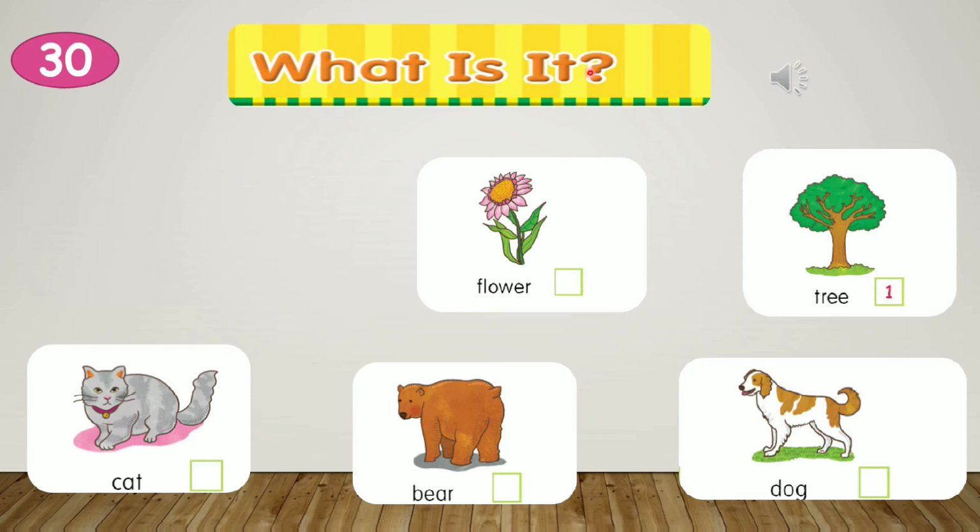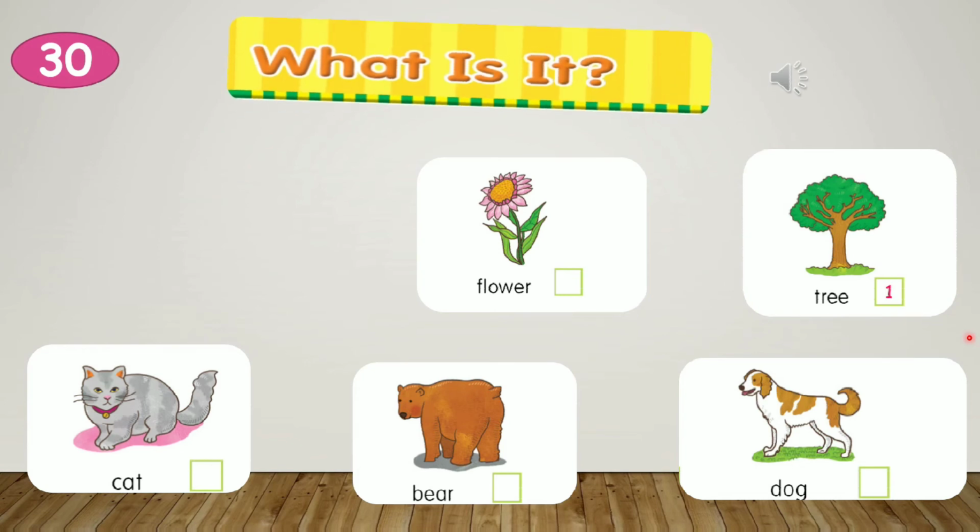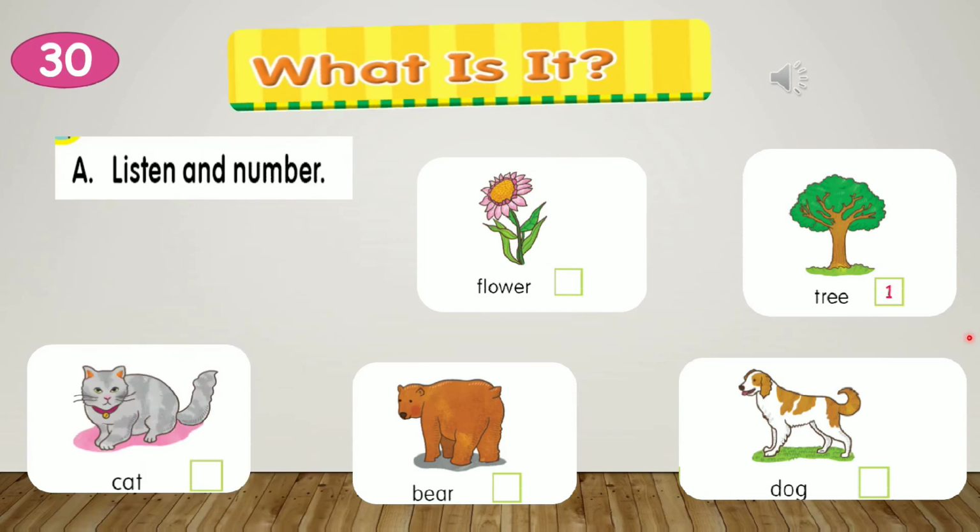We shall be listening to our track, but before we get to it, let me first guide you. Flower, tree, cat, bear, dog. Get your pencils, open to page 30 and number, okay? Listen and number. Listen carefully and number. Are you ready? If you're ready, please kindly listen to the track.